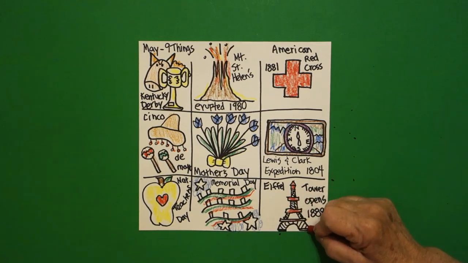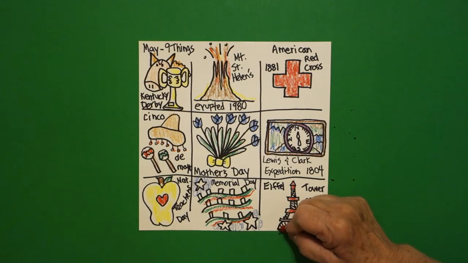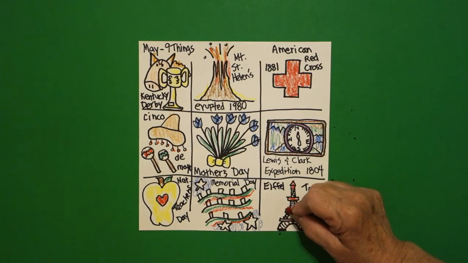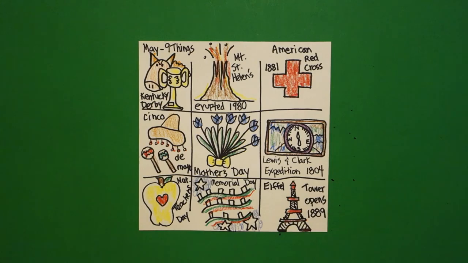Okay, last one, Eiffel Tower, and all I'm going to do is put red on my skinny rectangles, which are not color correct, but I want you to be able to see what it looks like. Okay, let's see what this looks like all colored in.